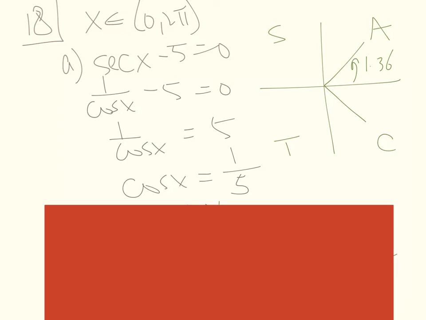I'm going to draw my CAST diagram here, and I'm going to find the inverse cos, the arc cos or cos to the negative 1, whatever you want to call it, of 1/5. And I'm going to know that 1/5 is positive, so I need to go into the 2 quadrants where cos is positive. So my angles are going to be in these 2 quadrants.